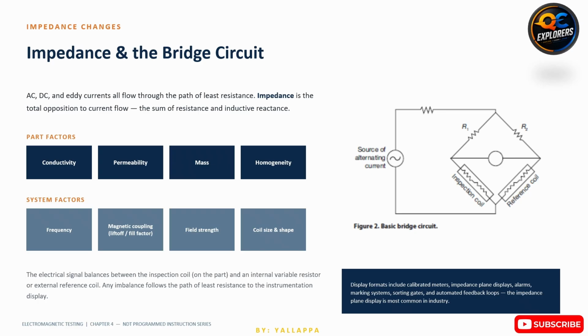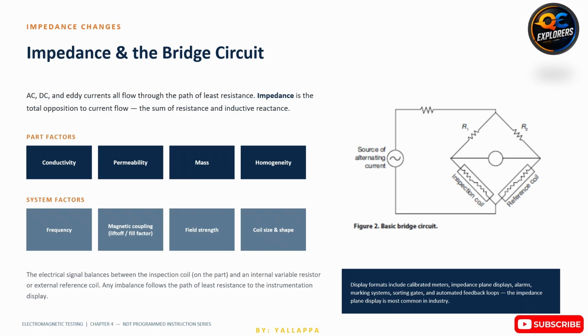The slide divides the influencing factors into 2 categories: part factors and system factors. Let's begin with the part factors. Electrical conductivity determines how easily current flows through the material. Materials with higher conductivity produce stronger eddy currents and a more pronounced signal response. Magnetic permeability affects how easily magnetic flux travels through the material. Ferromagnetic materials, such as carbon steel, have high permeability, significantly influencing impedance and reducing inspection depth.